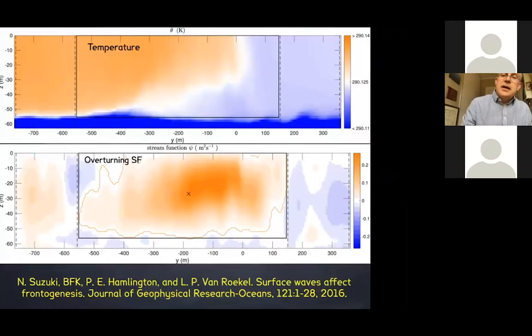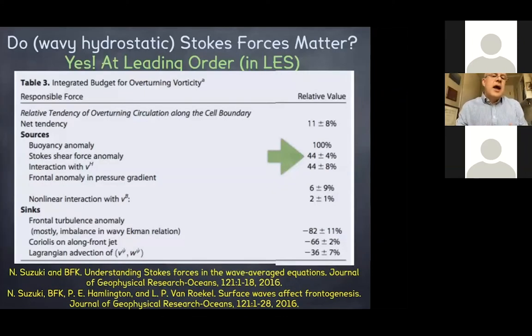We look from the side, here's the temperature. There's the surface temperature gradient that we just saw. Here's the structure, and here's that overturning stream function that drives frontogenesis. And notice that kink right there. That kink is actually the sign of the Stokes shear force kicking the overturning stream function downward as you go along.